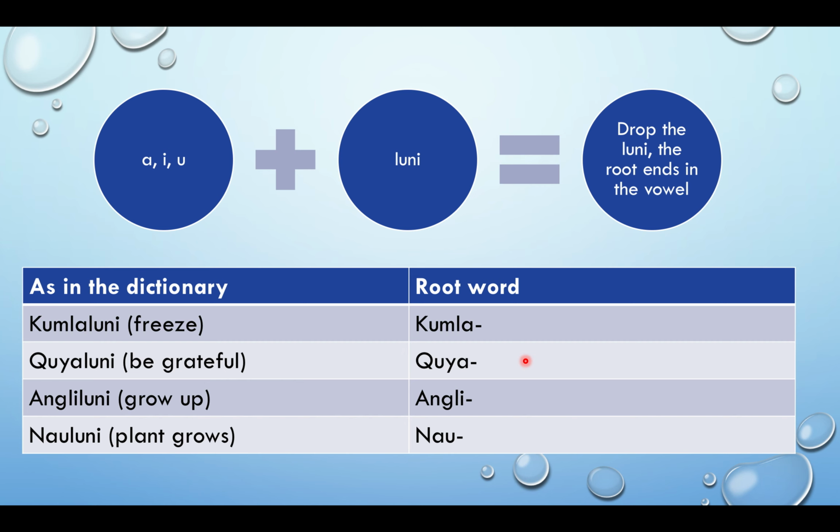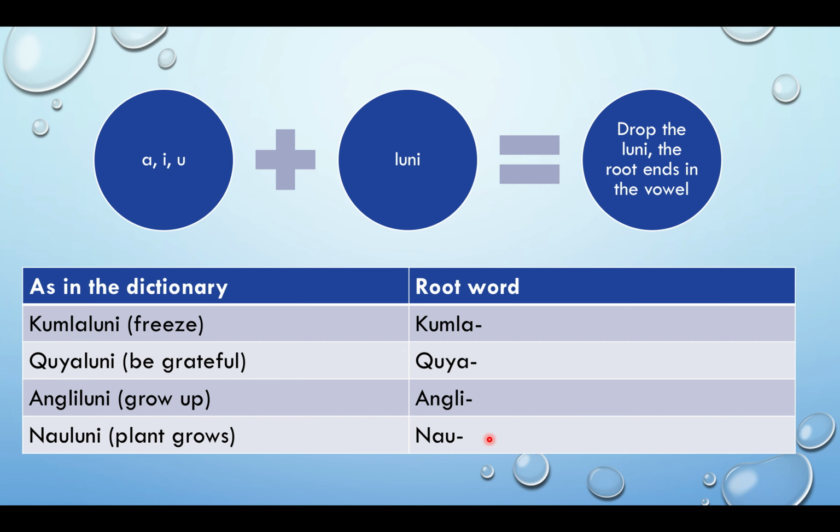Koyaluni, to be grateful. Koya is the root word. Angliluni, to grow up. Angli is the root word. Nauluni, to grow a plant. The root word is no. Now that one is a one syllable.